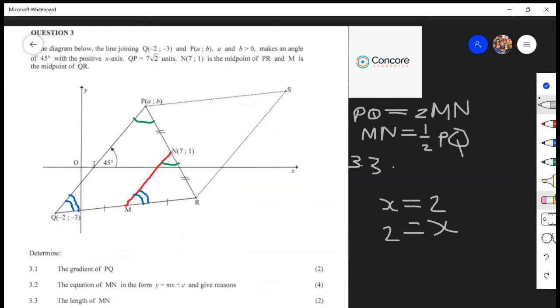Okay, so back to the question, right? Yeah, the reason is midpoint theorem. Okay, so calculating the length of MN. If you remember previously, in this top paragraph they actually gave us the length of PQ, right? Which is 7 root 2.